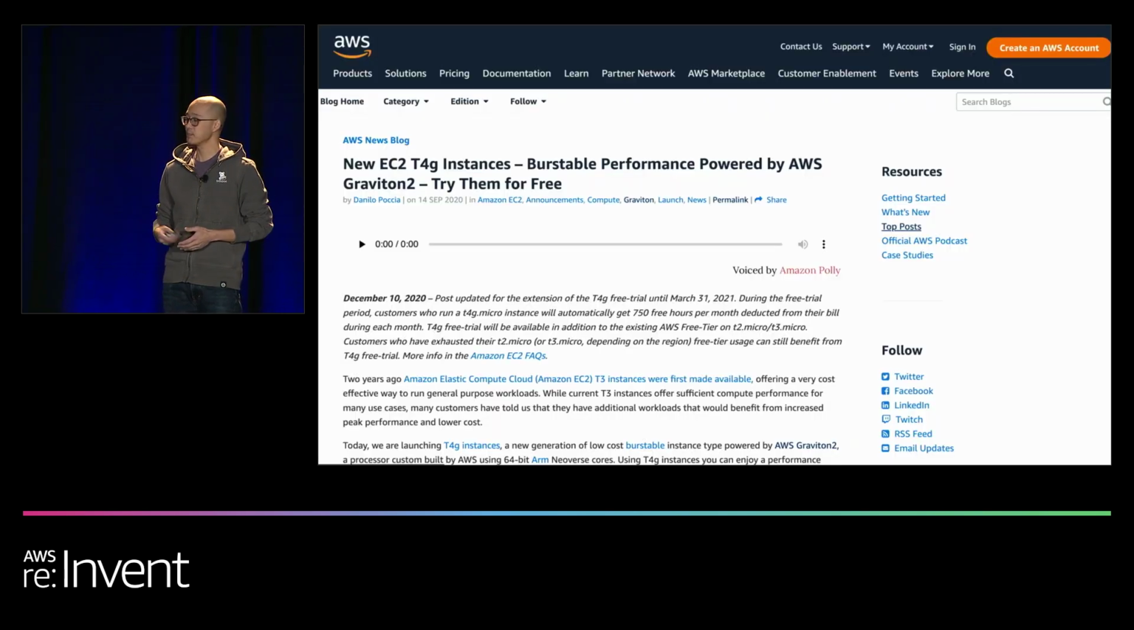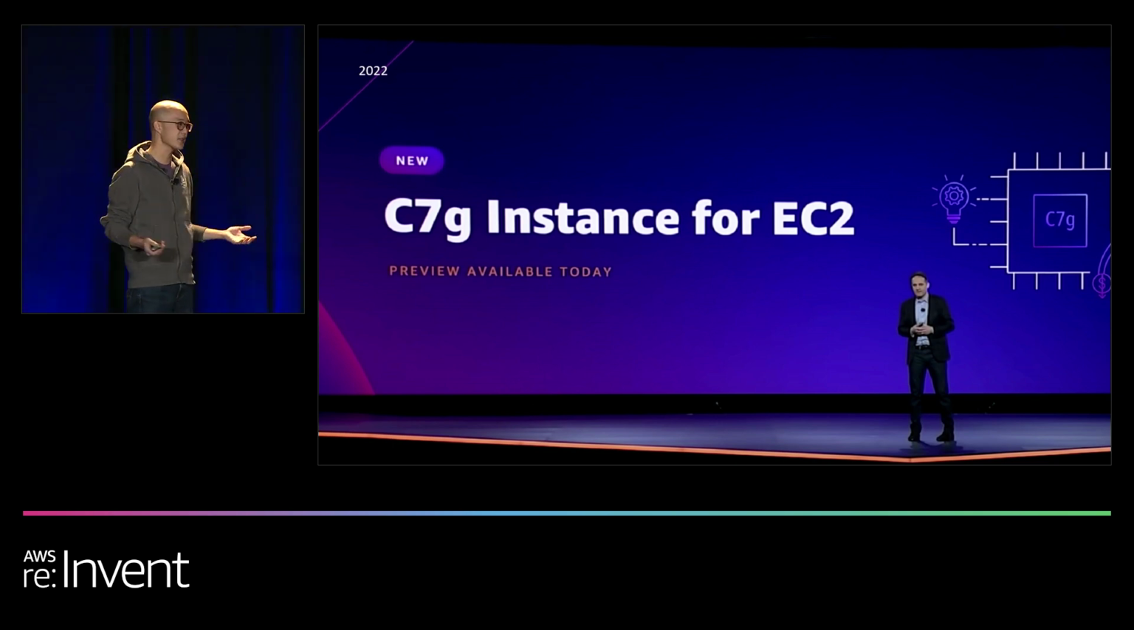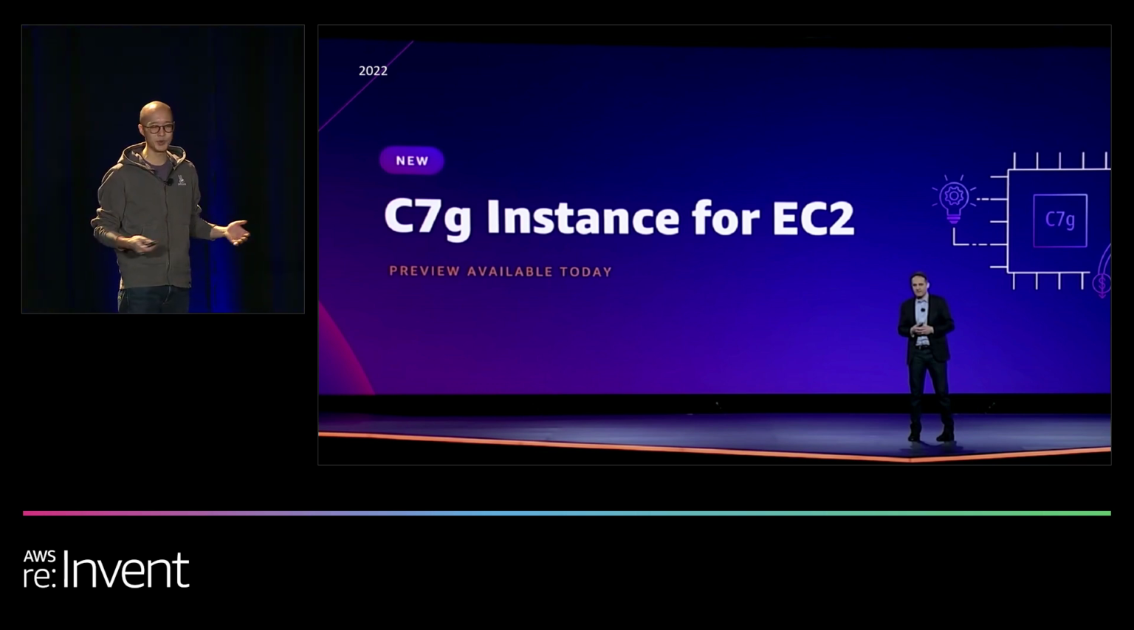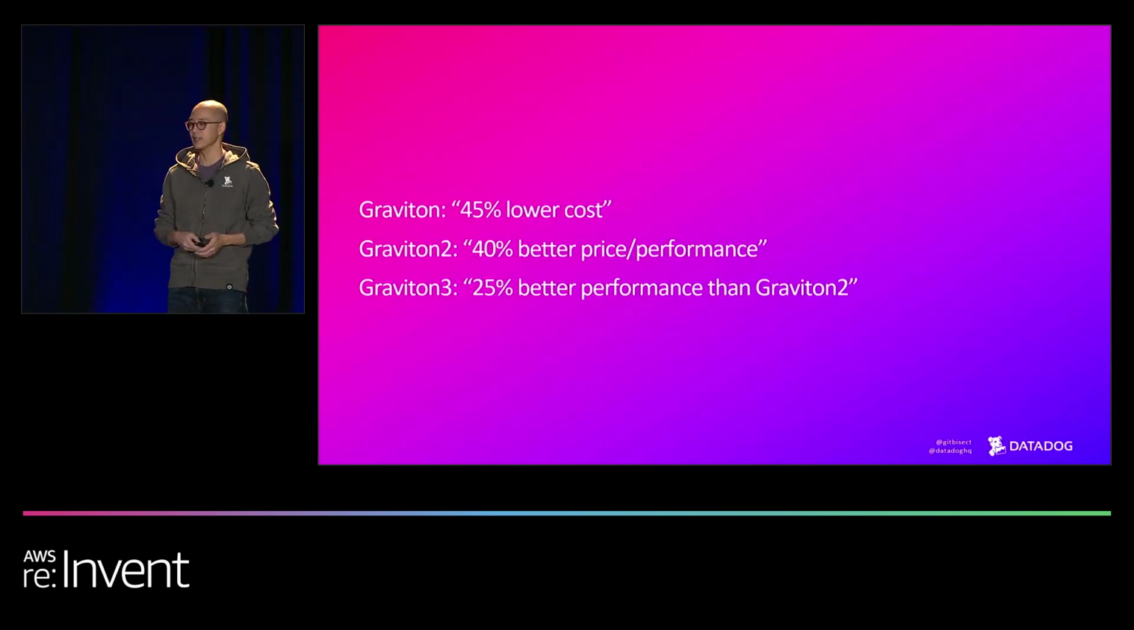That expanded out to burstable instances about 18 months later. This was from earlier this year. The C7G instance came online using Graviton 3, which was also featured in the keynote, where Adam announced a bunch more other instances, including C7GN, which is brand new, and I'm excited about, and I'll talk about that a bit later.